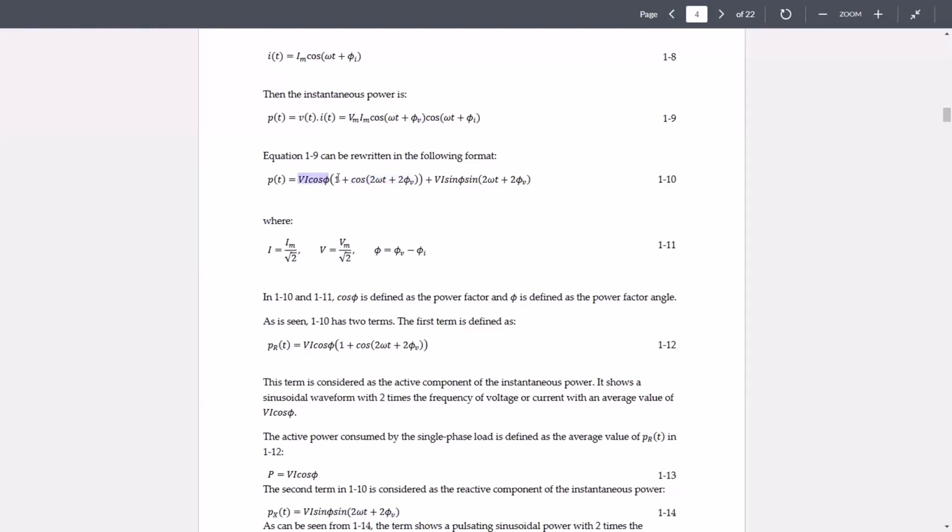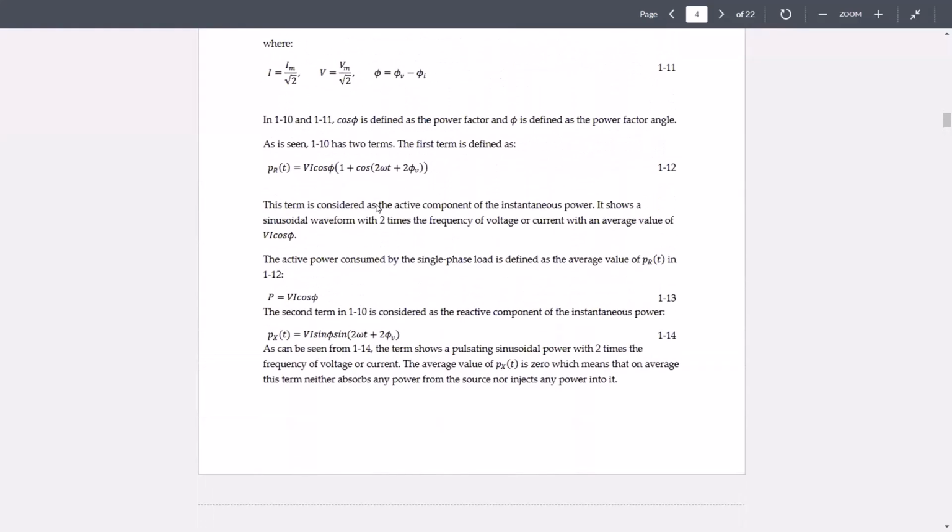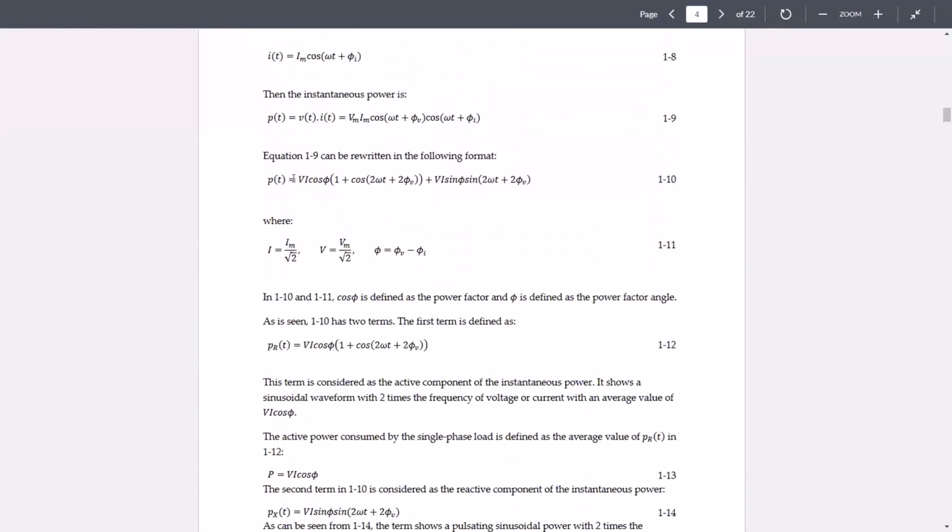And when VI cosine of phi gets multiplied by 1, it becomes a constant number because phi is constant, V is constant, and I is constant, right? So if you expand this, you would see a term of VI cosine of phi, which would be a constant value, plus two sinusoidal waveforms. One is VI cosine of phi times cosine of this angle, plus one is VI sine of phi times this.